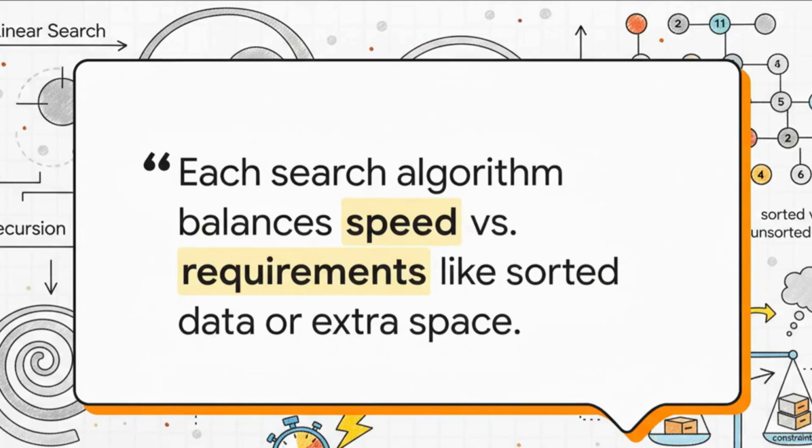So, as we've seen, from the dead simple linear search to the complex dance of recursion, there's no single best way to search for something. The entire art and science of it really boils down to this simple idea. It is a constant game of trade-offs. Do you need raw speed? Is your data already sorted? How much memory can you afford to use? Choosing the right algorithm is all about understanding your specific problem and the constraints you have to work with.